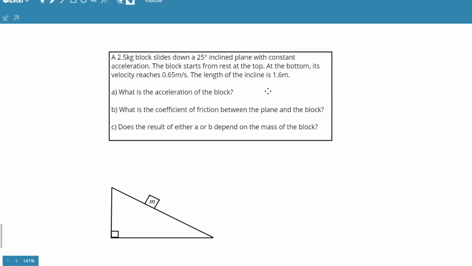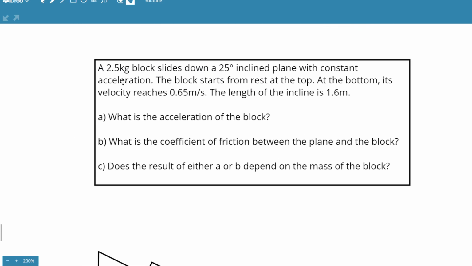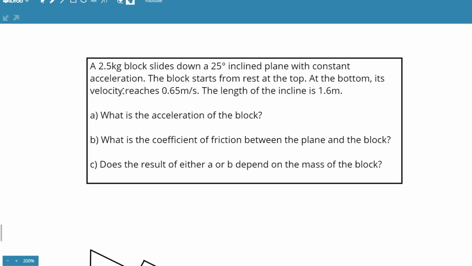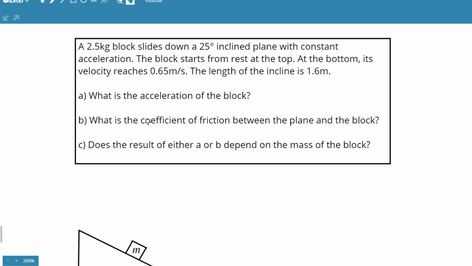Spencer and Nicholas needed some help with this question, which was question 37 from our last homework assignment. A 2.5 kilogram block slides down a 25-degree inclined plane with constant acceleration. The block starts from rest at the top. At the bottom, its velocity reaches 0.65 meters per second. The length of the incline is 1.6 meters.